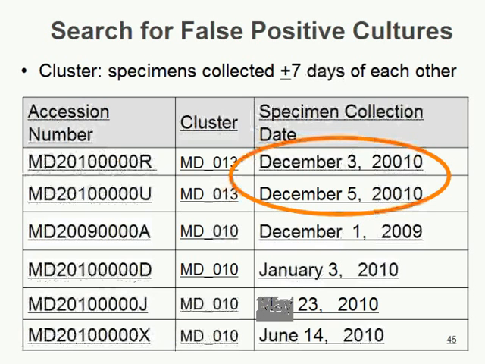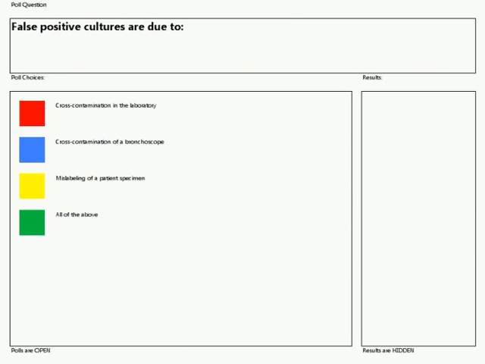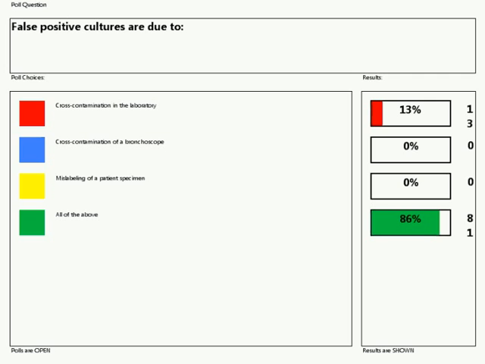And if you look at the second cluster of Maryland 10, you'll see that the time of specimen collection was distributed over time, and that's much more likely to suggest that transmission may have occurred. So are false positive cultures due to which of these methods? The answer is actually all of the above.